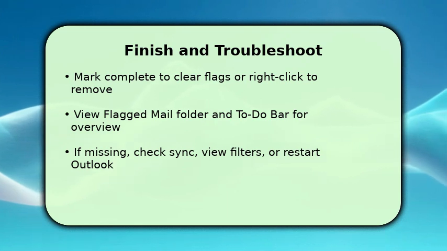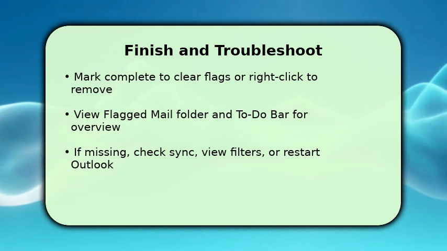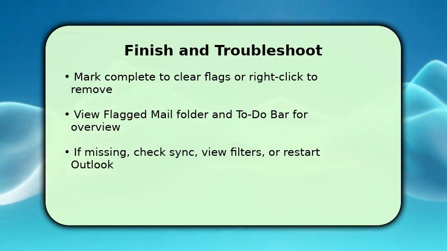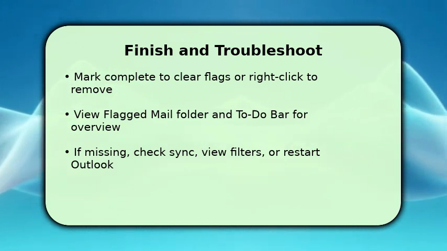lists. If flags don't appear, first check that your account is synced and filters aren't hiding messages. If needed, restart Outlook or toggle the flag column. This resolves most display and sync issues.